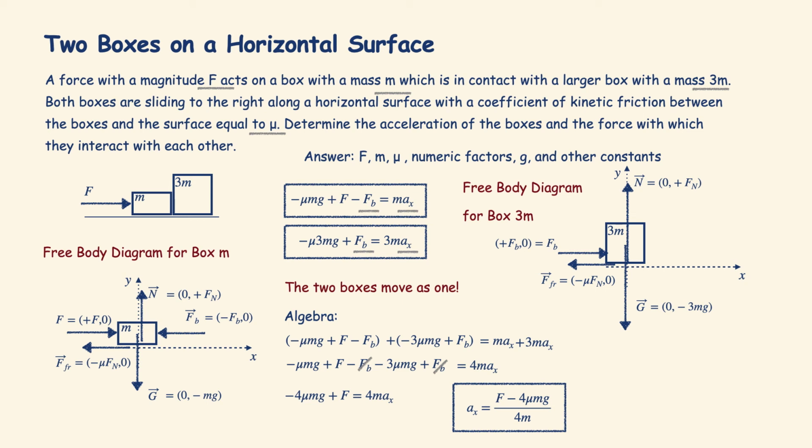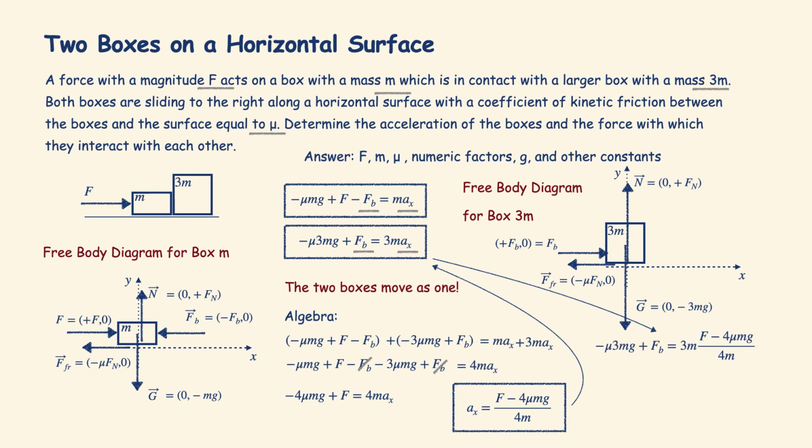What remains here is to answer what will be the force with which they interact with each other. So I can take the value here for the x component of the acceleration, and put it in one of those equations that emerge from Newton's second law. In this case, I chose to use the second equation. So wherever I have ax, I'm going to replace it with the expression of F minus 4 mu mg divided by 4m.